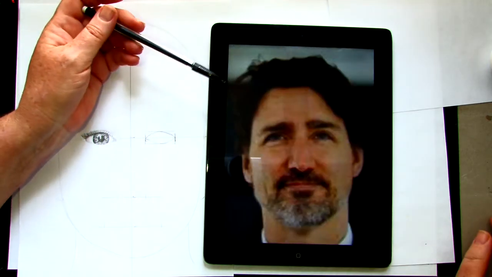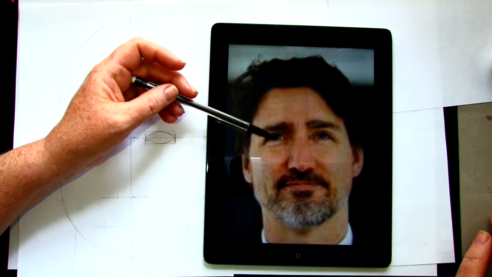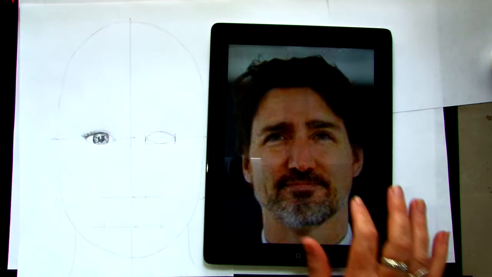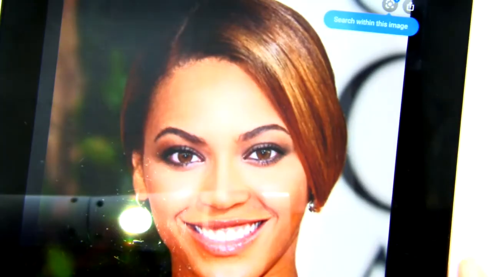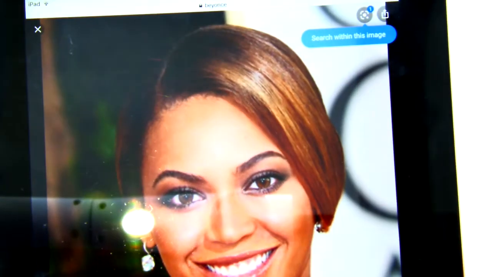Compare that to Justin Trudeau. Look at how much farther down his eyebrows are on his face. So as usual, we need to do a little bit of math before we can do some drawing. So let's take a scrap piece of paper and figure out the math on this image first.